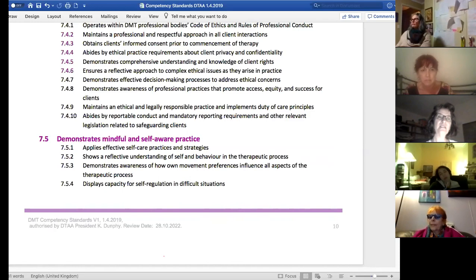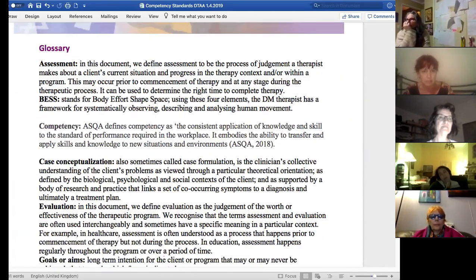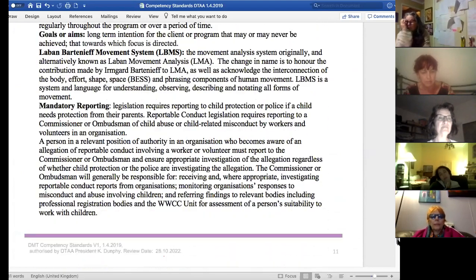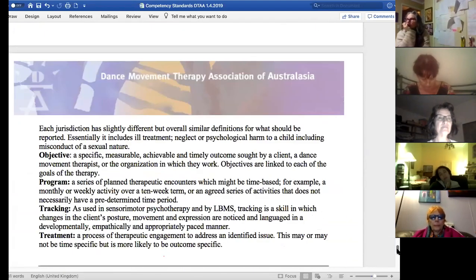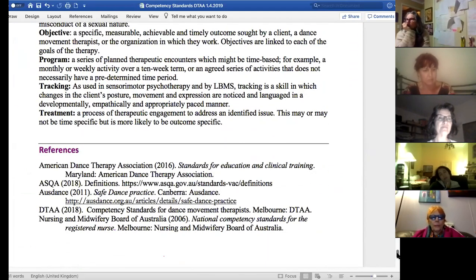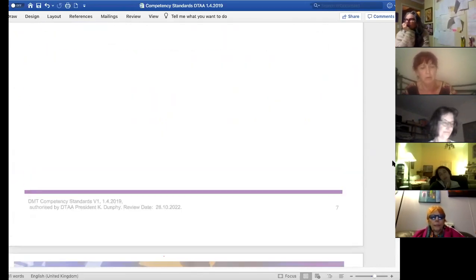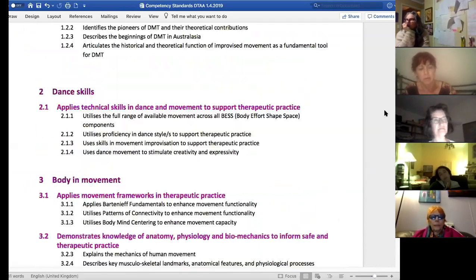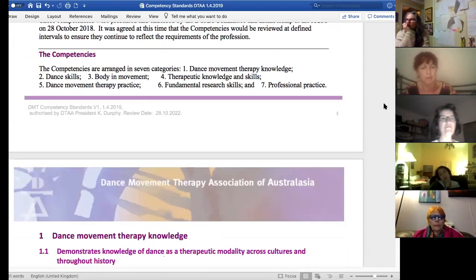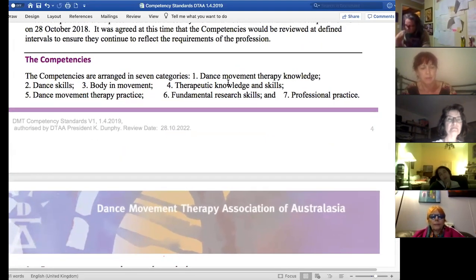I'm just going to show the last page, which we won't discuss, but just so that people are aware that we've got all the terms that are in this document that might not be shared understanding, and then references. So I'm going to whiz back up to the brief overview here, the 7 categories or domains, so we can keep them in our minds as we have our discussion now.